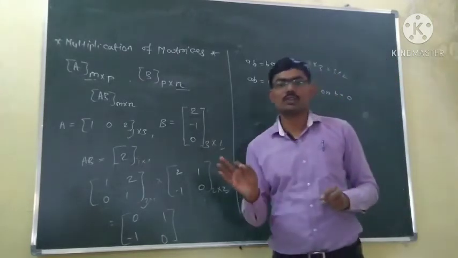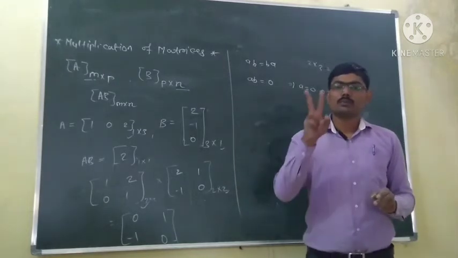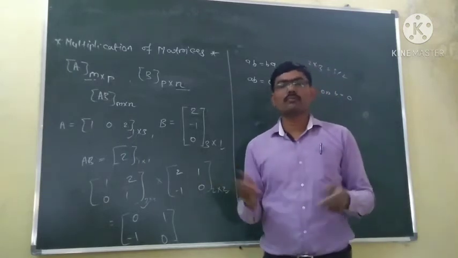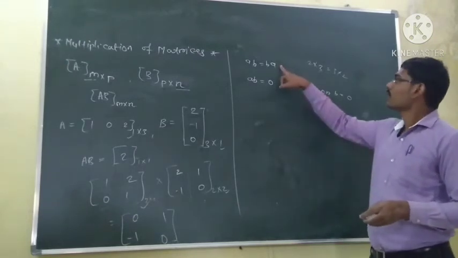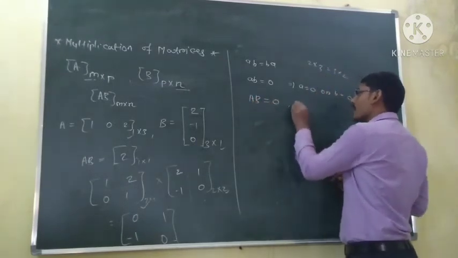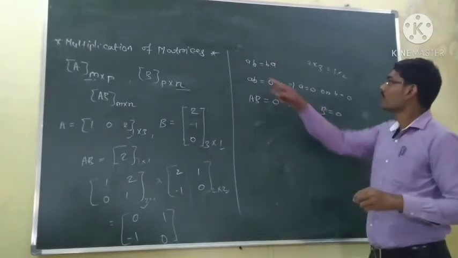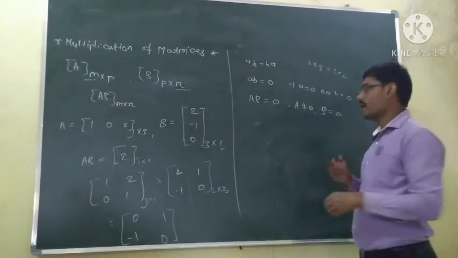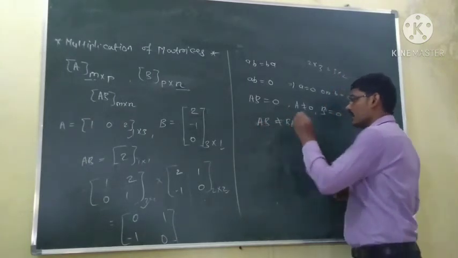0 into anything is equal to 0. If you take any two non-zero numbers, their multiplication will always be non-zero. If two numbers multiply to 0, then either one of them or both may be 0. But in matrices, we can find two matrices whose product is equal to 0, yet neither A nor B is 0. Also, in real numbers A into B is always equal to B into A, but in matrices we can find matrices so that A into B is not the same as B into A.